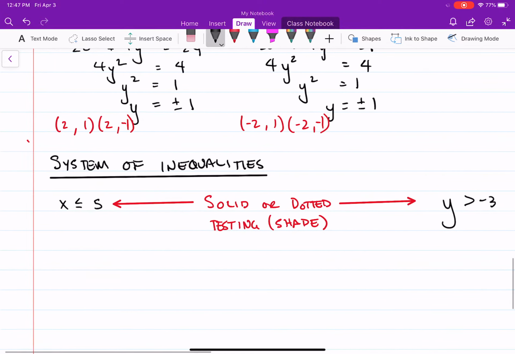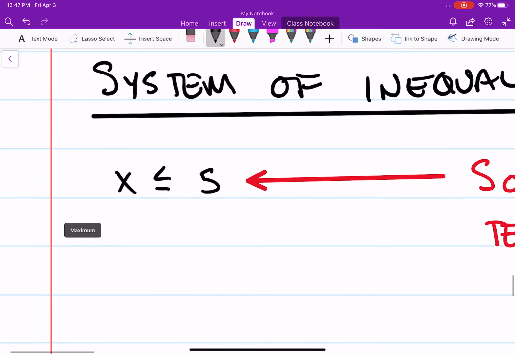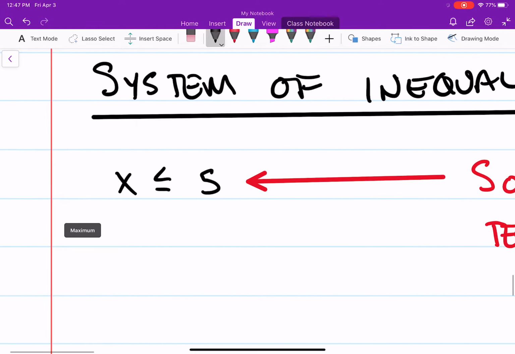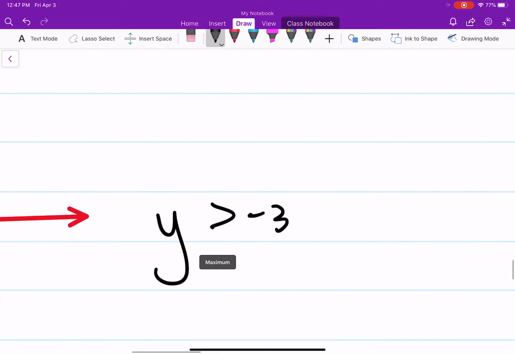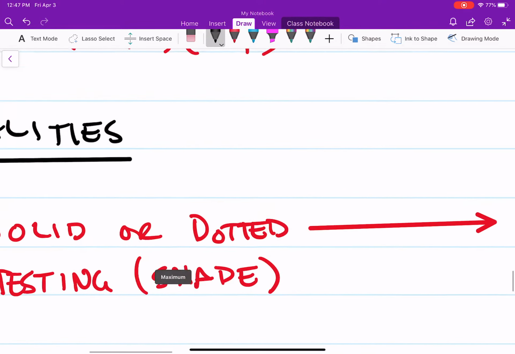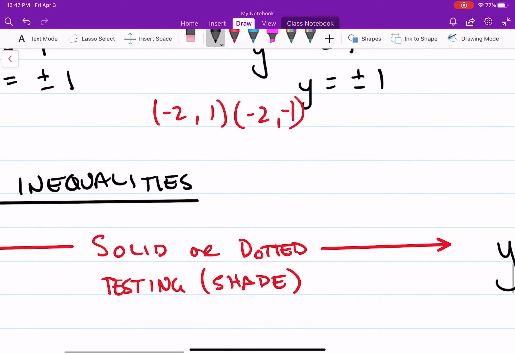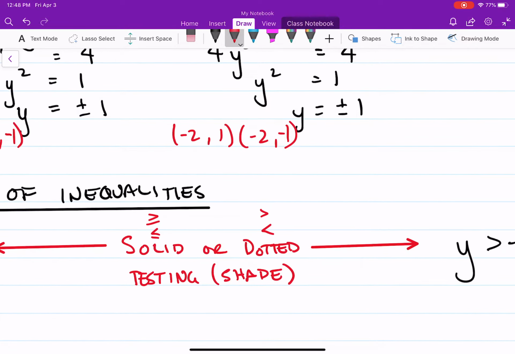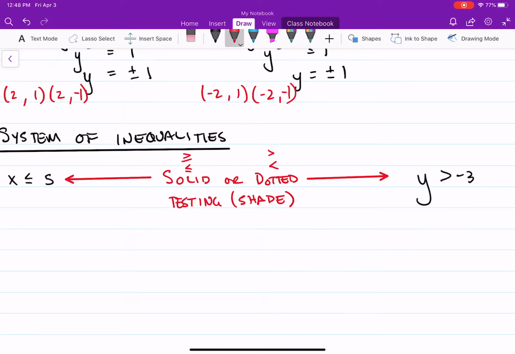So anytime you have equal, less than or equal to, or greater than or equal to, then it's going to be solid. Anytime you have it without the equal, less than or greater than, then that's going to be dotted. Anytime you have that equal sign, it's kind of like a closed circle. If you connect a bunch of closed circles together, it's going to form a line. If you connect a bunch of open circles, it's going to be a bunch of dashes, which will be your dotted line. So let's take a look at what these 2 graphs look like.